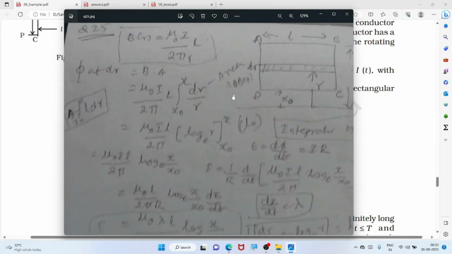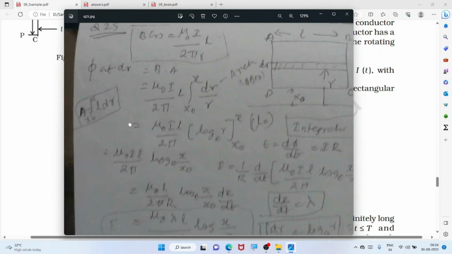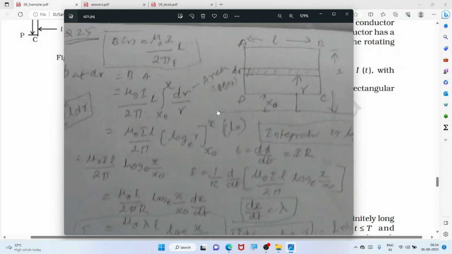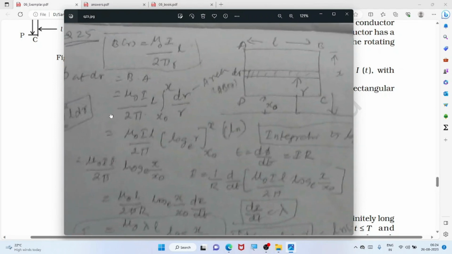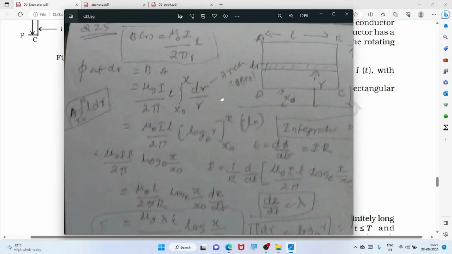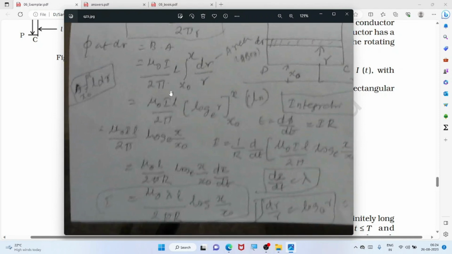The magnetic field due to this current carrying conductor at this point is mu naught I by 2 pi r. The magnetic flux here is B into A, and A is the integral from x0 to x of this dr. Now dr by r gives the log. As I will show, the integration of dx by x is log x, that is the natural logarithm of x. Same way here they are converting this integration into the log.